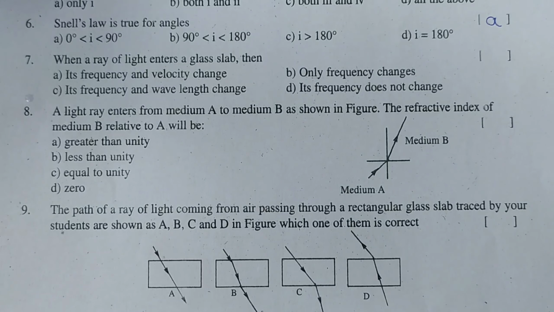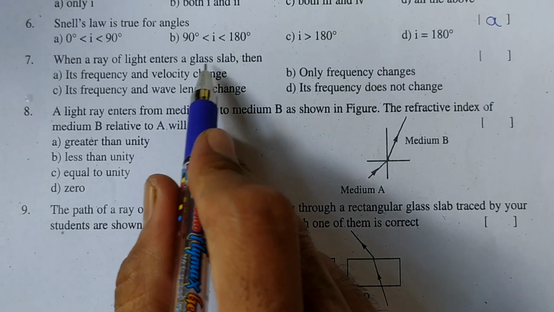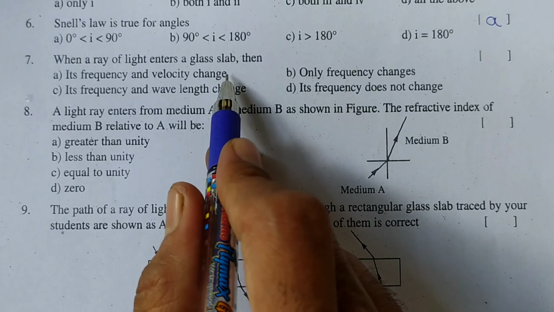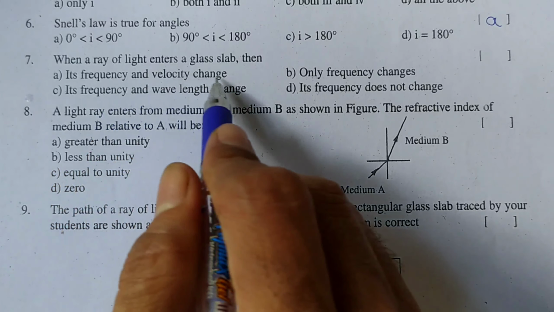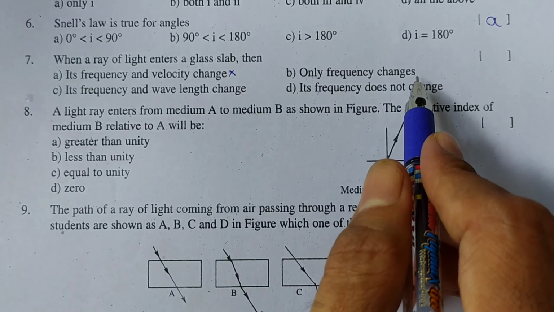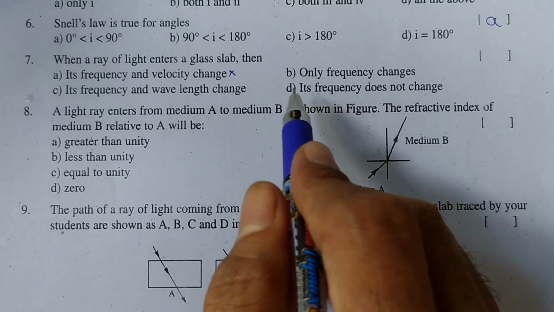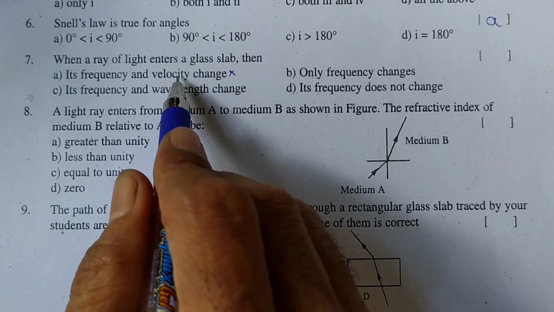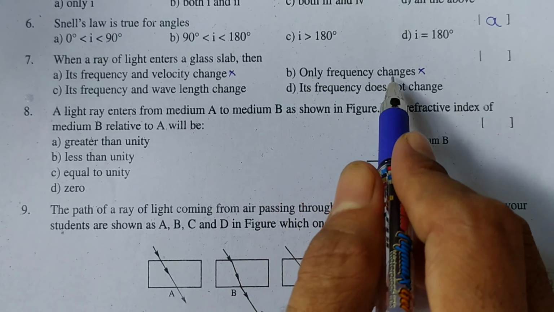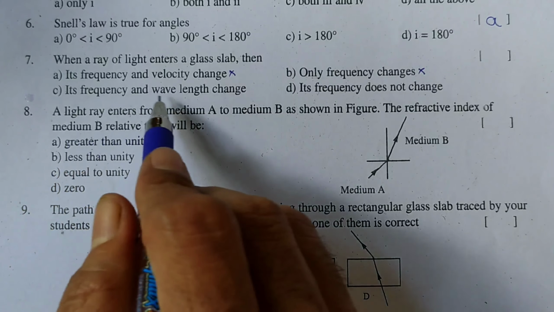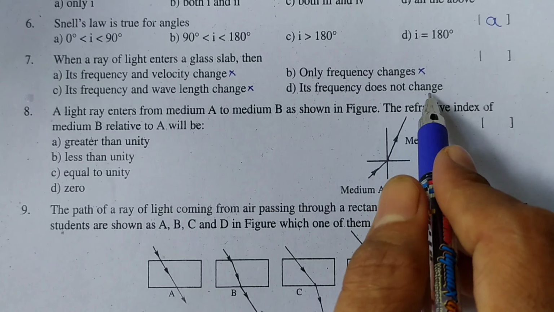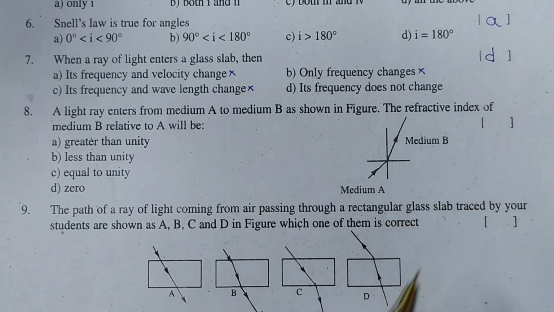Now we see the next question, question number 7. When a ray of light enters a glass slab, then its frequency and velocity change. Actually here velocity will change but not frequency, so this option is wrong. Only frequency changes: here frequency will not be changed, velocity will be changed. As I told you, frequency won't be changed, so this is also wrong. Its frequency and wavelength change: frequency will not be changed at all, so this is also wrong. Its frequency does not change. So option D is the right answer.